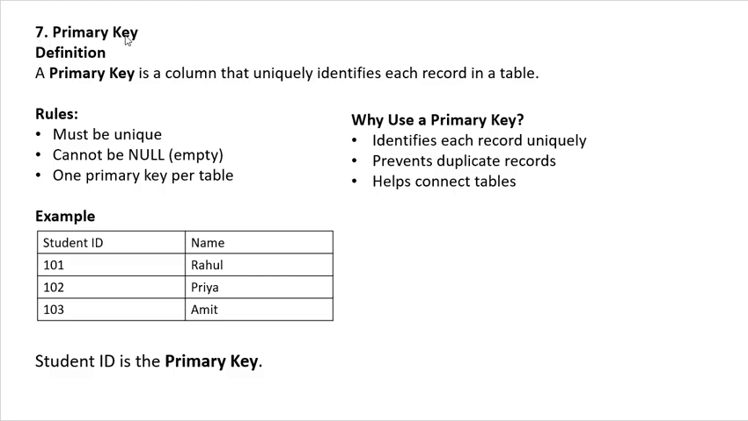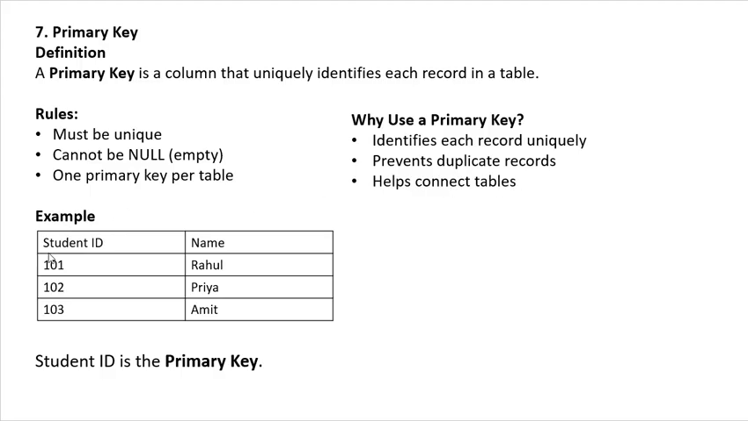Seventh is a primary key. A primary key is a column that uniquely identifies each record in the table. The rules: it must be unique and cannot be null or empty, and there is one primary key per table. Why use a primary key? It identifies each record uniquely, prevents duplicate records, and helps connect the tables.